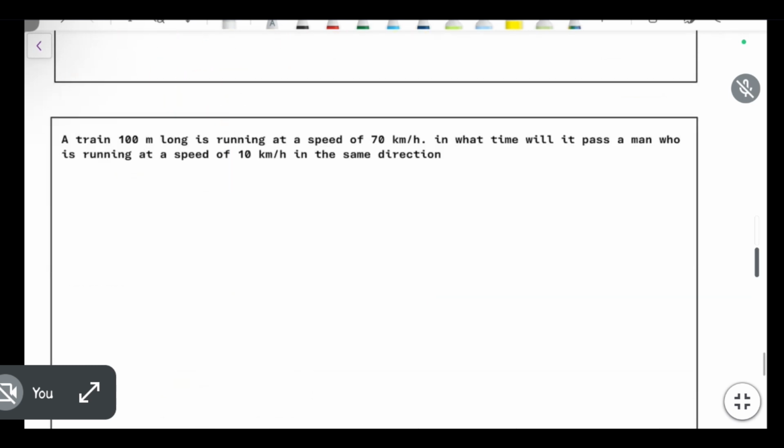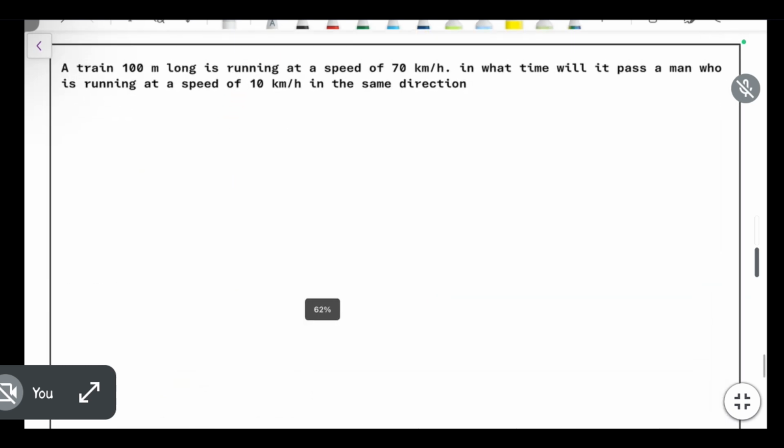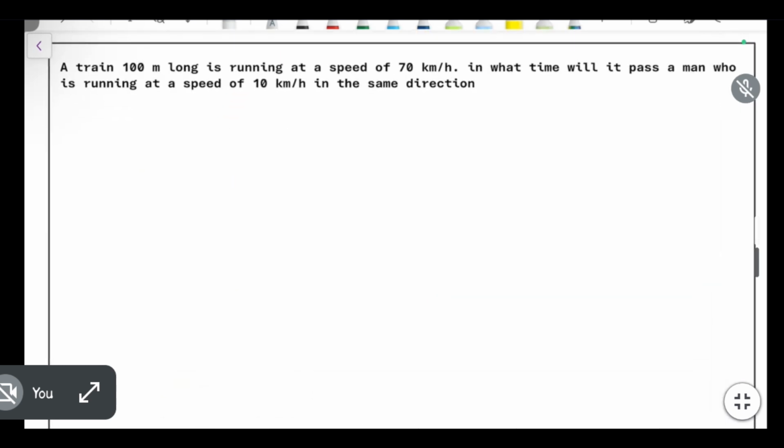Let's try one more question here. What if the question was like this? A train of 100 meter long, I'll just extract the data one at a time. The distance is equal to 100 meter, running at a speed. That means the speed is given as this one. I'll just write S1.